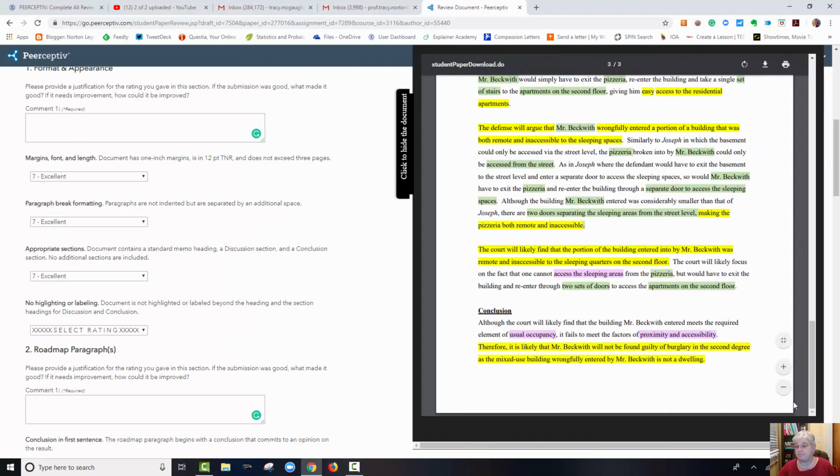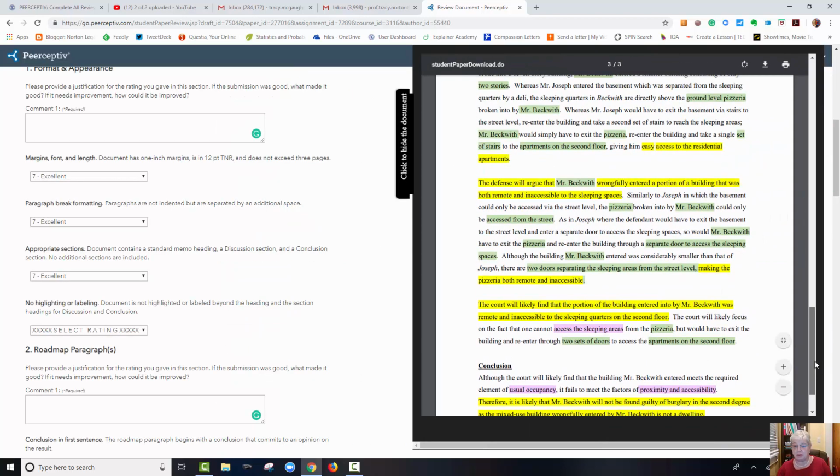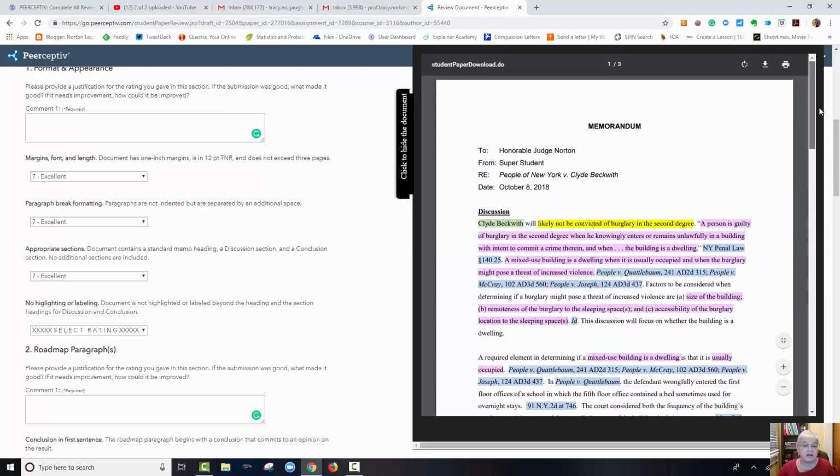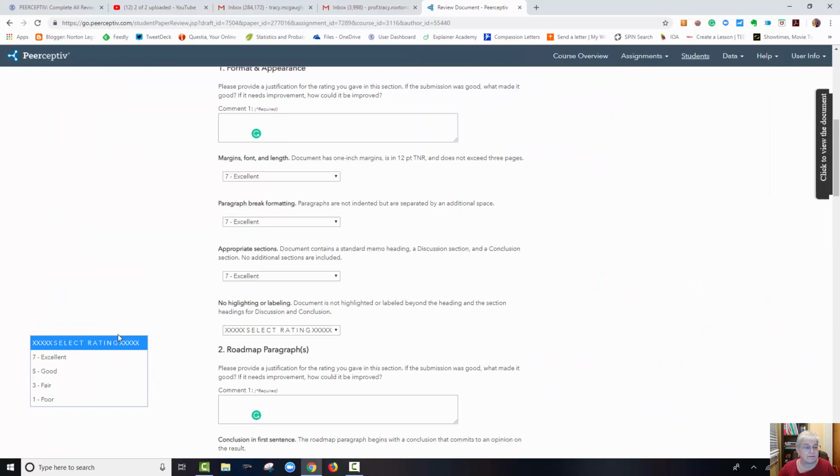If, for example, the conclusion label had been left off, or if the discussion label, or both of them had been left off, then you might want to give that a 5. So that's how you'd rate that.